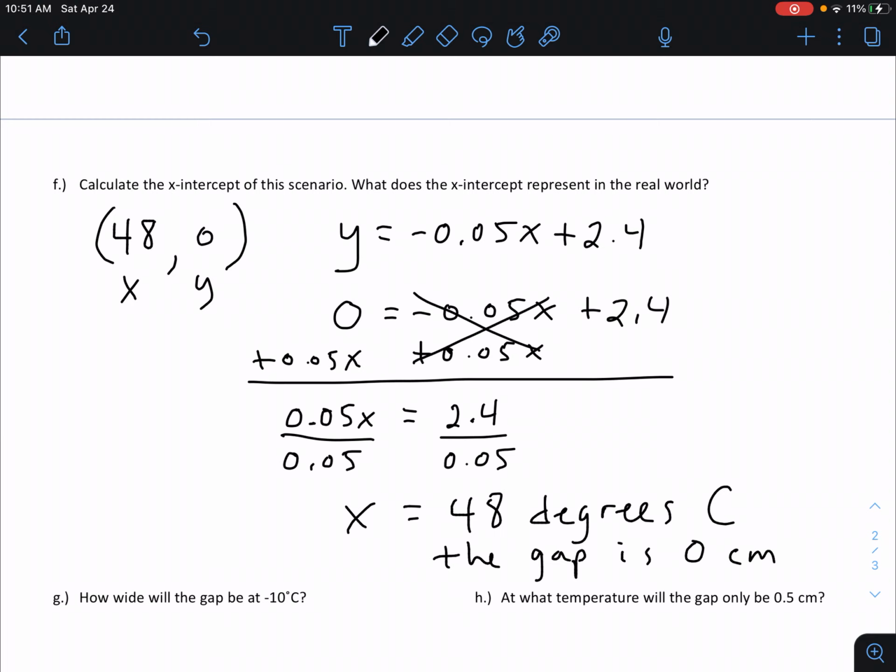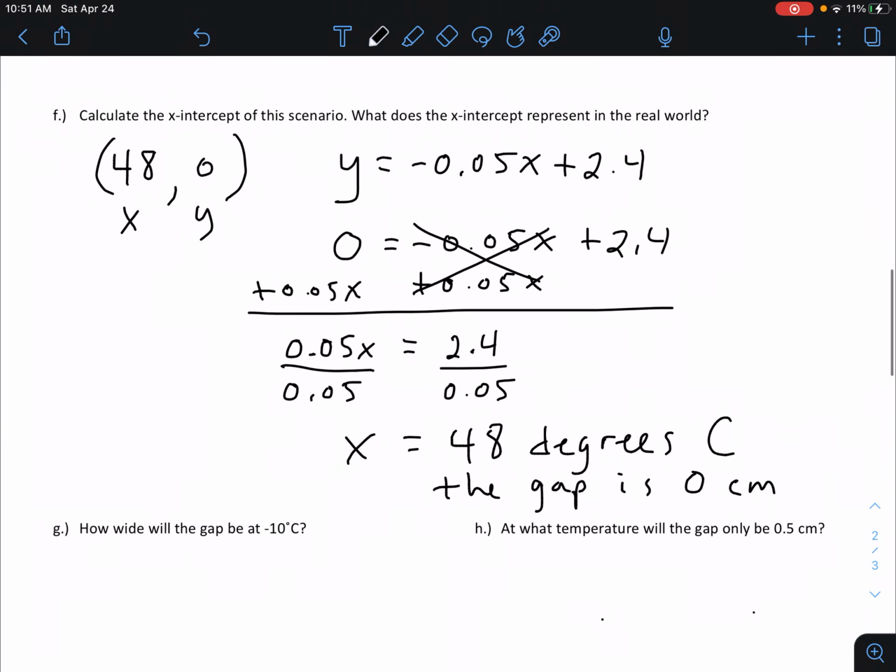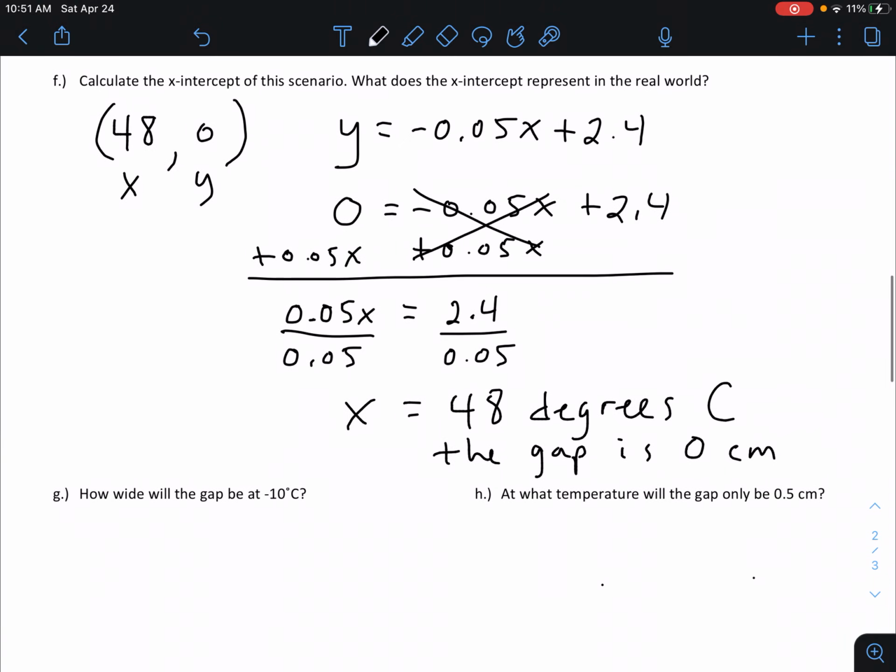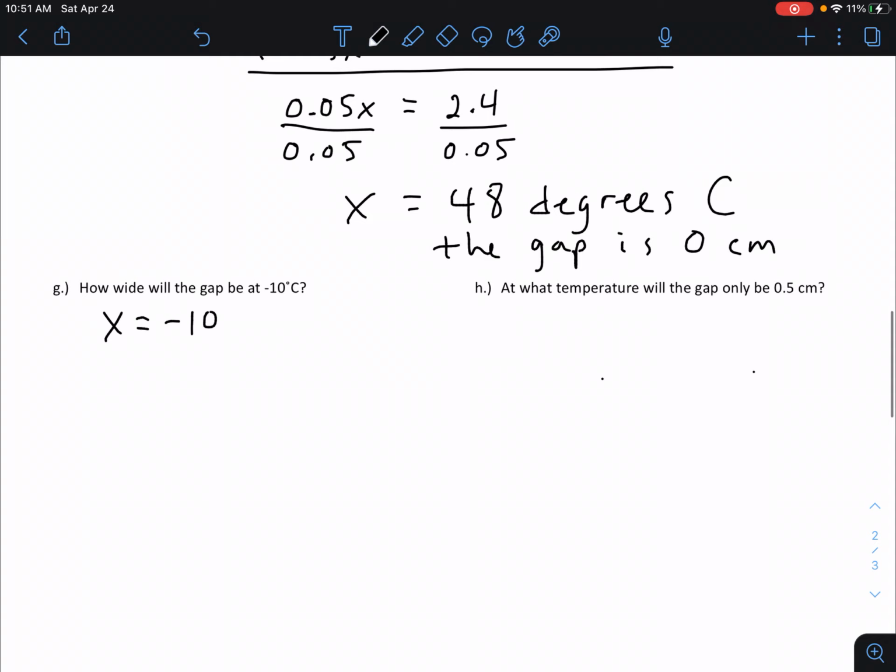All right, G and H. Let's do G and H. So here we go. We have G. How wide will the gap be at negative 10 degrees Celsius? Well, remember, temperature is x. So in this case, x is negative 10. And so I'm just going to take my equation and plug in negative 10.